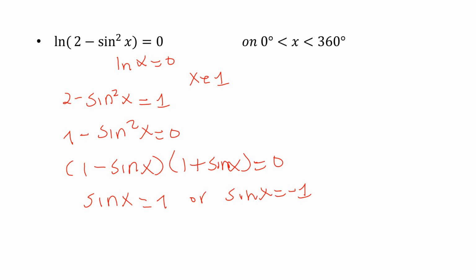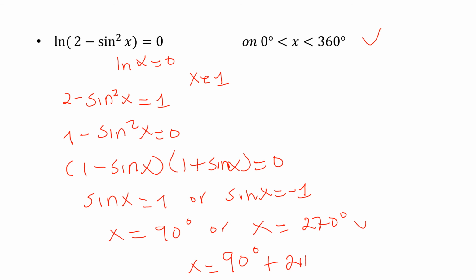So sine is 1 at 90. So x is going to equal 90 degrees, or x is going to equal 270 degrees. Now this is the answer on this interval. The general solution is going to be 90 degrees plus 360 degrees n, or x equals 270 degrees plus 360 degrees n.